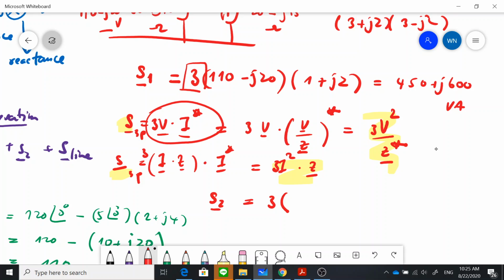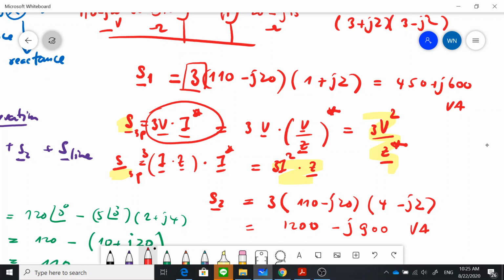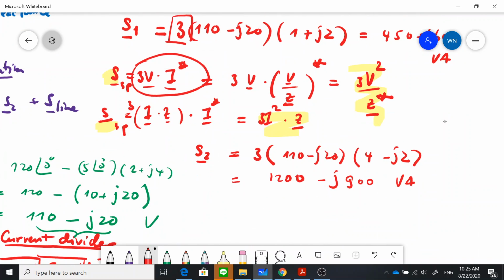The V is 110 minus J20, and the I2 conjugate. What's I2? I2 is 4 plus J2, and the conjugate of which is 4 minus J2. That you should get 1200 minus 900. Oh, sorry, this is 900. The unit of which is VA. And that is S of the line.